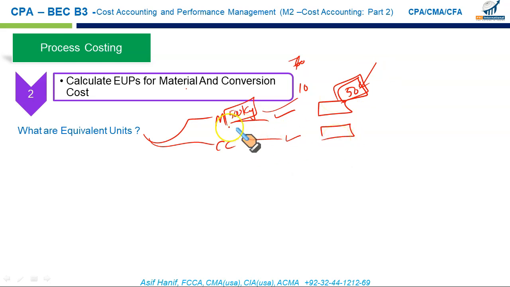So again, what are equivalent units? Equivalent units for material or conversion cost are equal to the amount of direct material or conversion cost necessary to complete 1 unit of production. I will explain this concept as we go along.